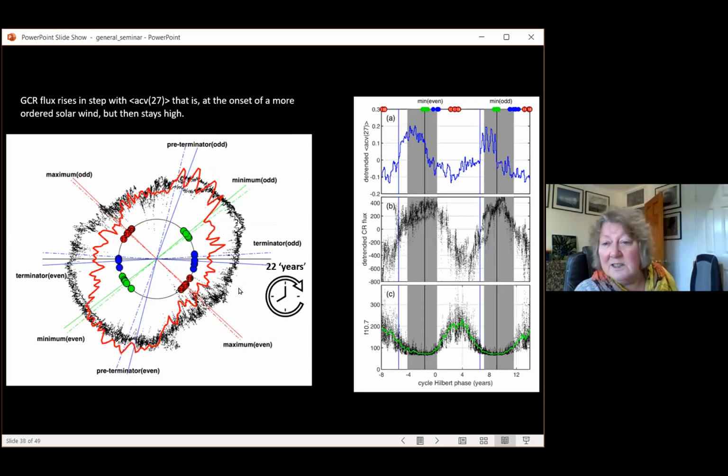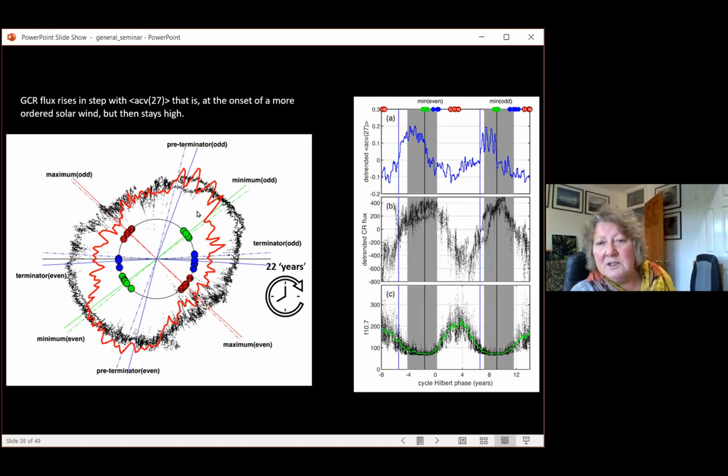And you can stick other things on the plot as well. So like you can stick on the galactic cosmic rays, which are known to have a Hale cycle dependence. Okay, you can see it here. But we can now compare it with what's going on with the AA occurrence, which is the solar wind structure. So you can directly line them up. So you can see here, following an odd maximum, they both go up together. And then the solar wind becomes disordered, but the galactic cosmic rays stay high.